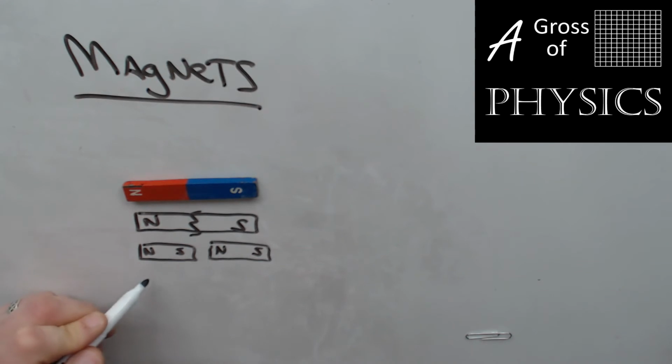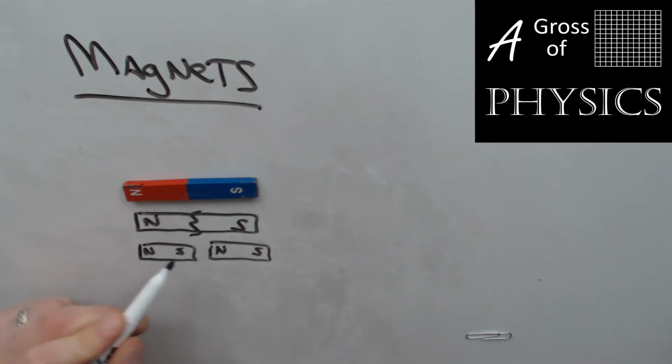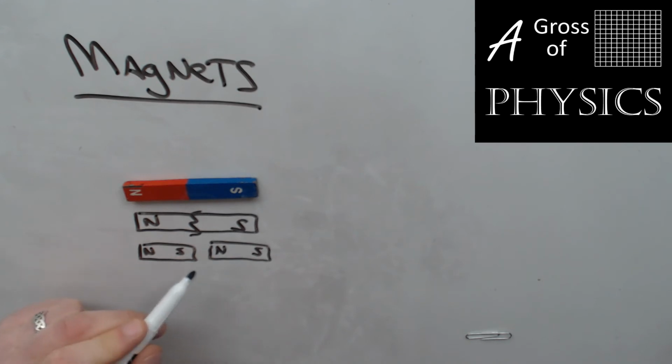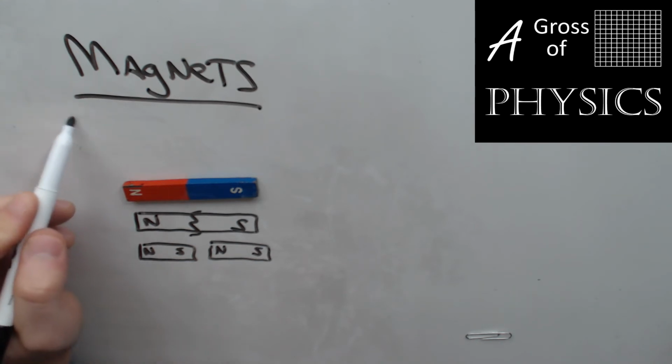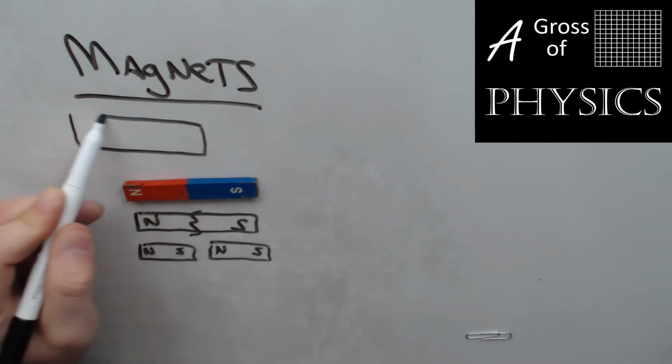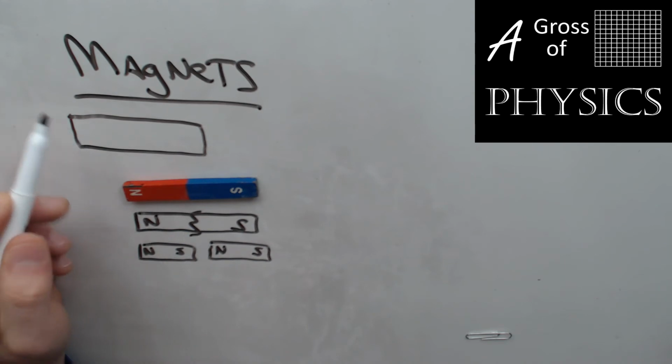So you can't break a magnet to get a single pole by itself. You're always going to have two poles, a north and a south. So no matter how many times you break a magnet, you're still going to end up with a north and a south pole. Now inside of the magnet, we have what we call domains.